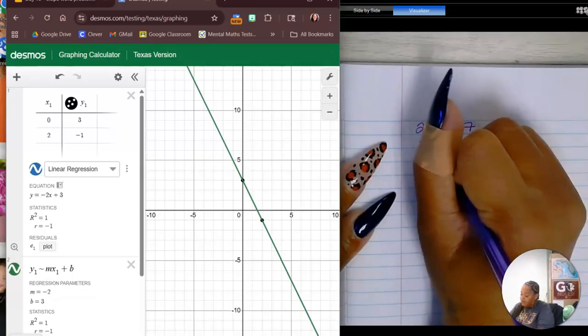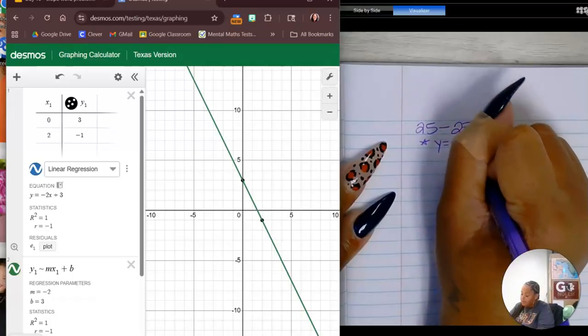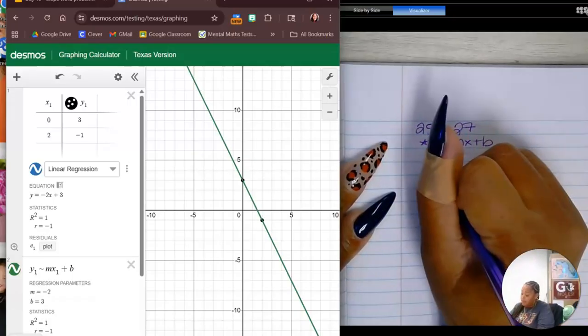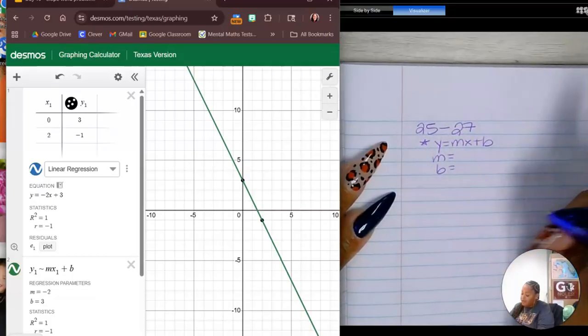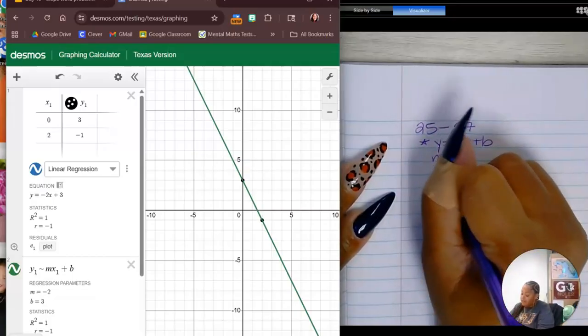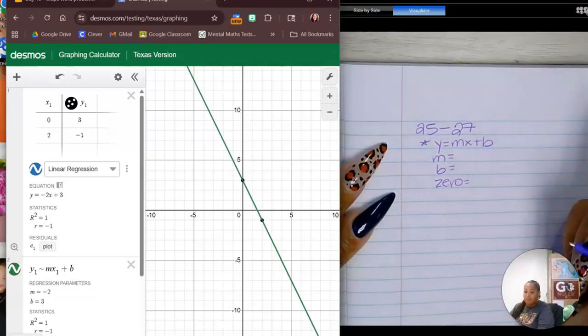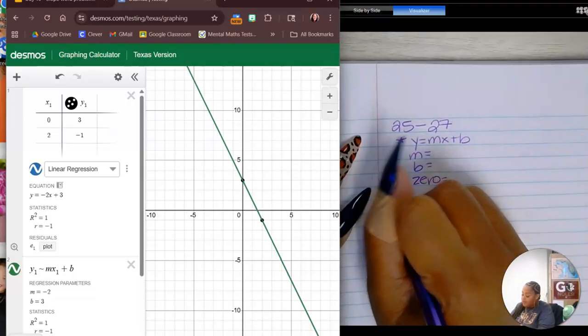You need to find your y equals mx plus b form. From there, tell me your slope. From there, tell me your y-intercept. Then locate the 0. Then that's it. So these are examples.